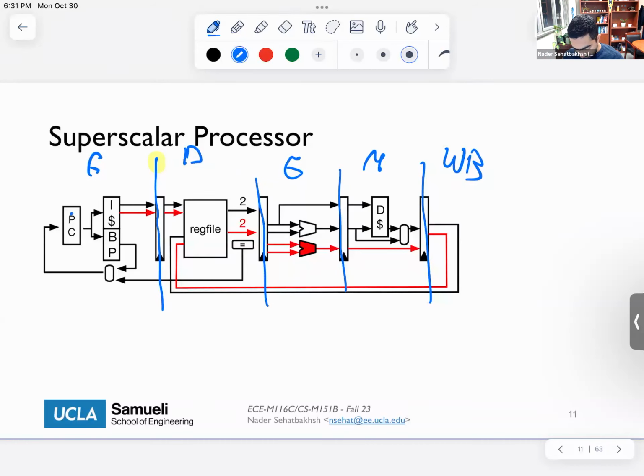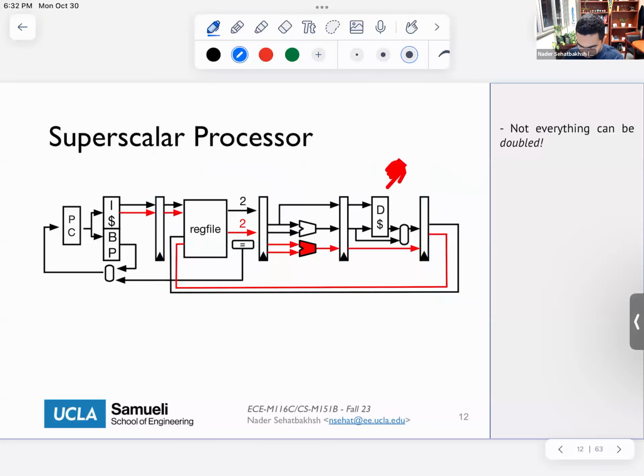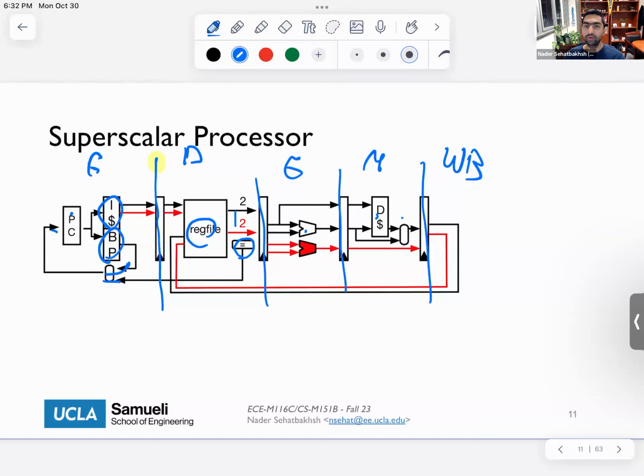This is our PC. Essentially, what I'm showing here is my instruction memory and branch predictor, and this is the design that decides whether the branch should be taken or not taken. This is a comparator for these two. This is the register file, ALU, data memory, and all those things. So the black ones are what we had before. What is new is these red ones that I'm showing here. So what are we adding here? Okay, so as you can see, we are trying to double everything.